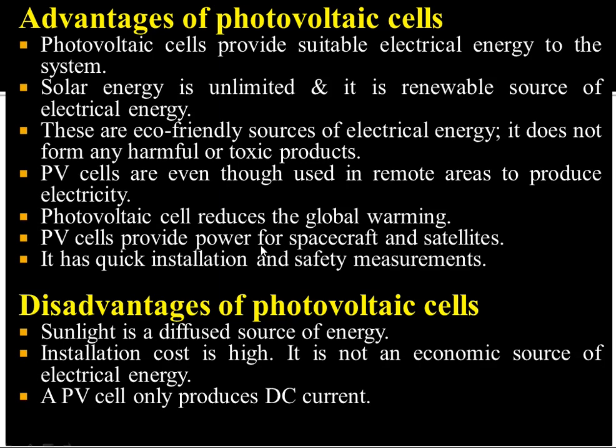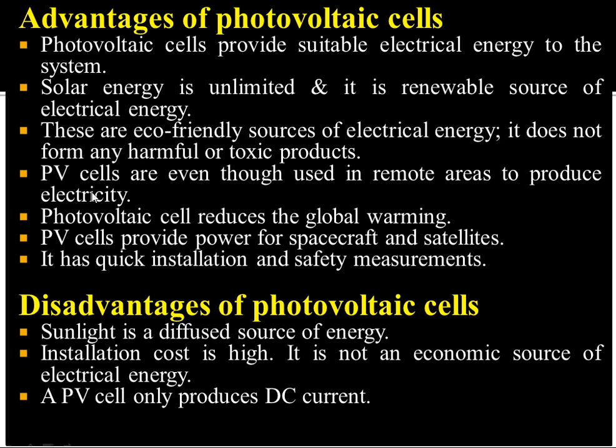And solar energy is unlimited, and it is a renewable source of electrical energy. It is considered an eco-friendly source of nature, because it does not produce any harmful or toxic products. PV cells are used in remote areas to produce electricity. A photovoltaic cell reduces global warming because it absorbs the sunlight, which reduces the heat. PV cells provide power for spacecraft and satellites. And finally, it has quick installation and safety measures.